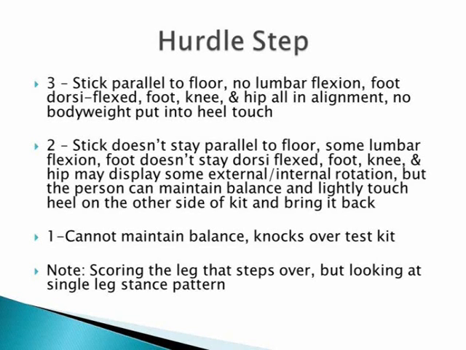A 1 means the person cannot maintain balance or they knock the test kit over 3 times. And again, with all the screens in the FMS, you give the person 3 attempts. Now with the hurdle step, you're scoring the leg that stepped over, but this is only for convenience. Remember, with all the screens, you're looking at a pattern. So with regards to the hurdle step, you're looking at a single leg stance pattern.